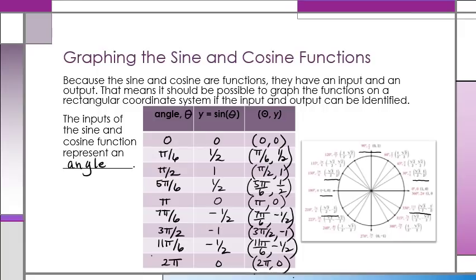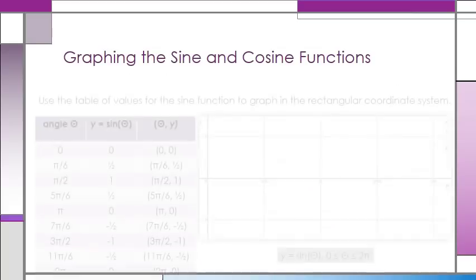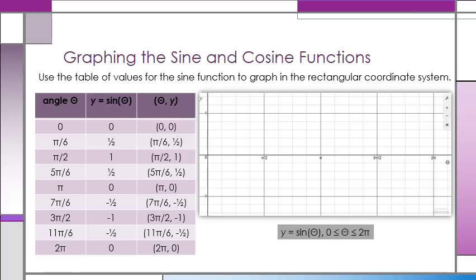So now what we want to do is plot these points on a rectangular coordinate system. So here's the table of values that we created, and what I'm going to do now is take those ordered pairs and plot them on this rectangular coordinate system. You'll notice that along my horizontal axis, I've labeled that as theta, so all of those horizontal distances will represent angle measures, and then the vertical axis I've labeled y, so those will be my outputs. In other words, those values will be what the sine of the angle is equal to.